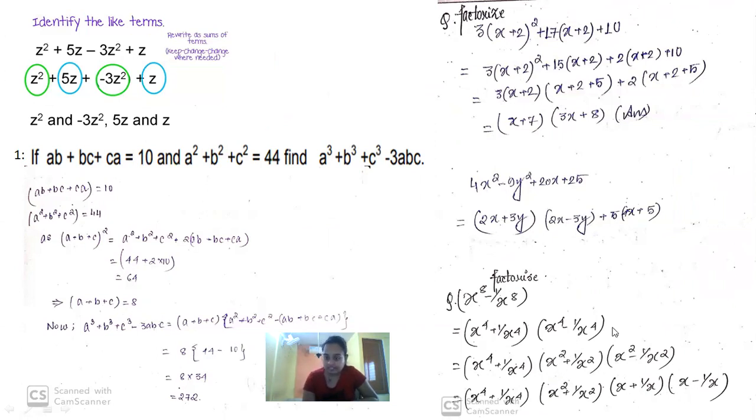Again, taking this last term, you can factorize it as x plus 1 by x into x minus 1 by x. That means this is a successive use of the A square minus B square formula, where in the first step you are treating x to the power 4 as A and 1 by x to the power 4 as B. In the next step, x square is your A and 1 by x square is your B, and then in the last step, x is your A and 1 by x is your B. Yeah, this is a very brief and very fast explanation.